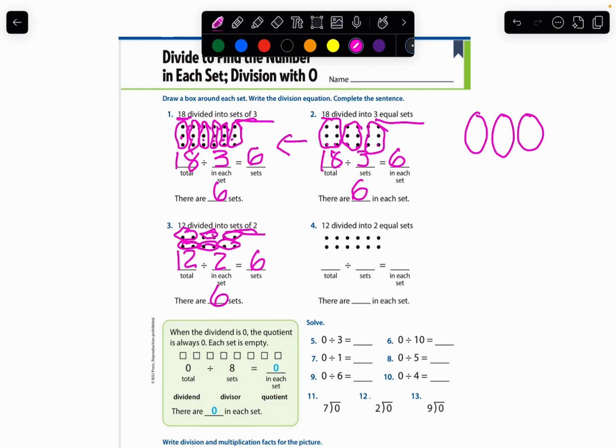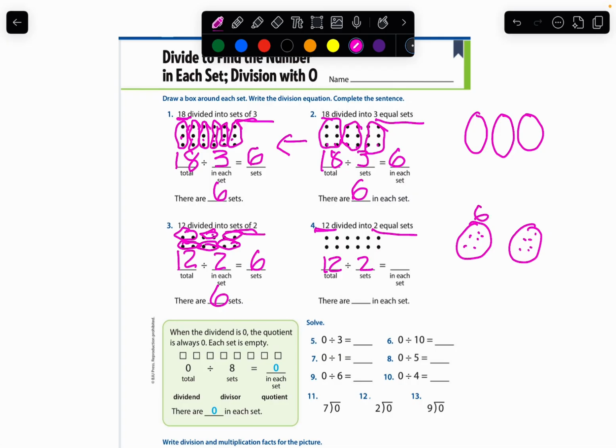Let's look at number 4. 12 divided into 2 equal sets. So I'm going to have 12 and I'm going to have 2 sets. So I'm going to have 2 here and here. If I didn't know what my answer is, I could always know that I have 12 total and 2 equal sets. And I could just go 1, 2, 3, 4, 5, 6, 7, 8, 9, 10, 11, 12. And then go count how many dots I have in each one. 1, 2, 3, 4, 5, 6.